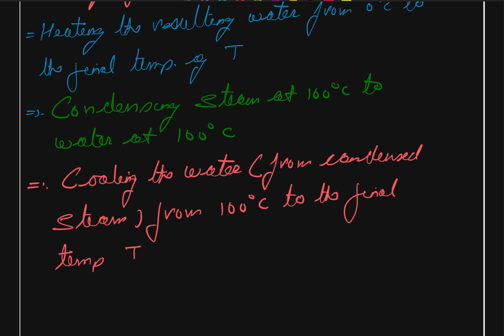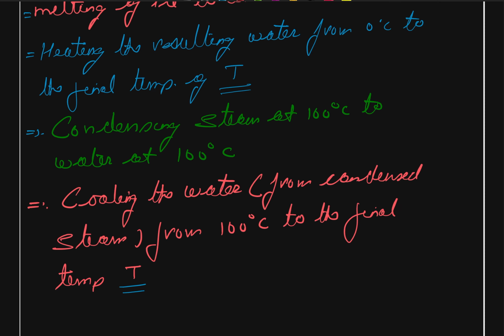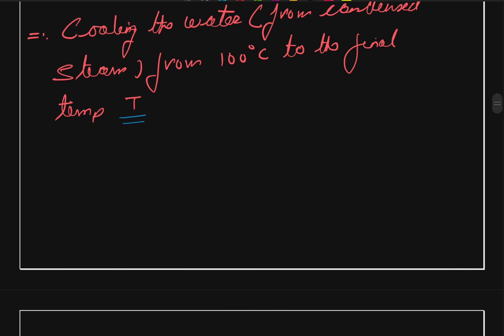In this case, the water will be formed by two processes. First, because of the melting of the ice, and second, because of the condensation of the steam. The final temperature in both cases will be the same, that is, our T. We are basically going to use energy conservation and find the value of T.